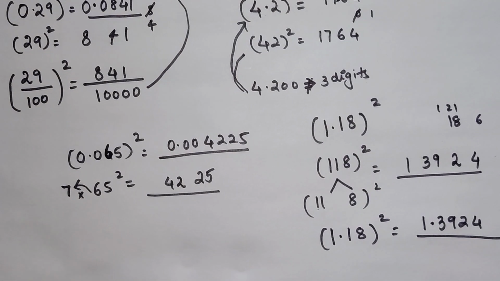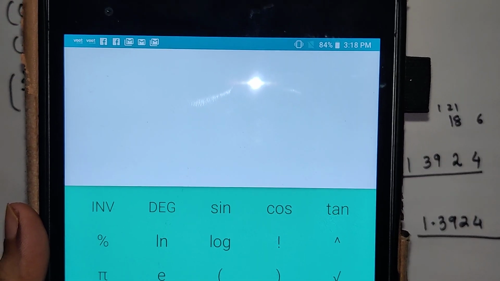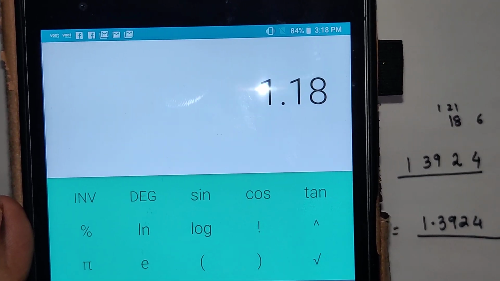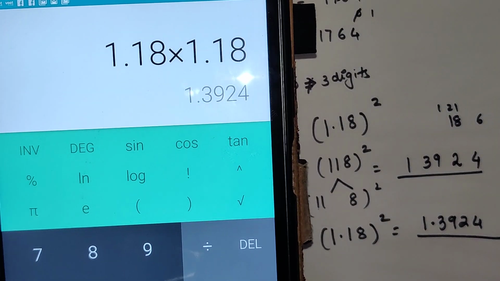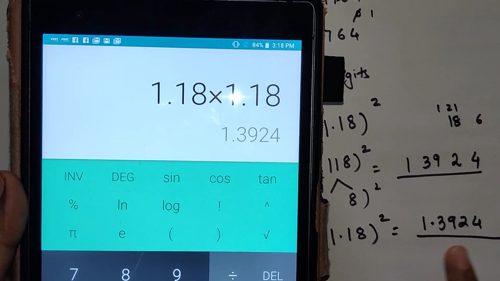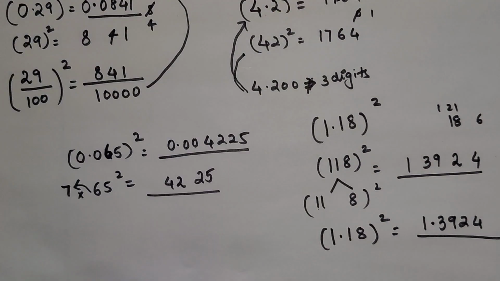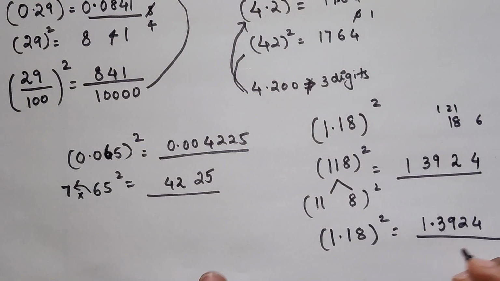Okay, so I hope you all are understanding. If you want, we can definitely check this out with the help of a calculator. So 1.18 into 1.18. So see, the answer is 1.3924, which is matching with the answer given in our workings.